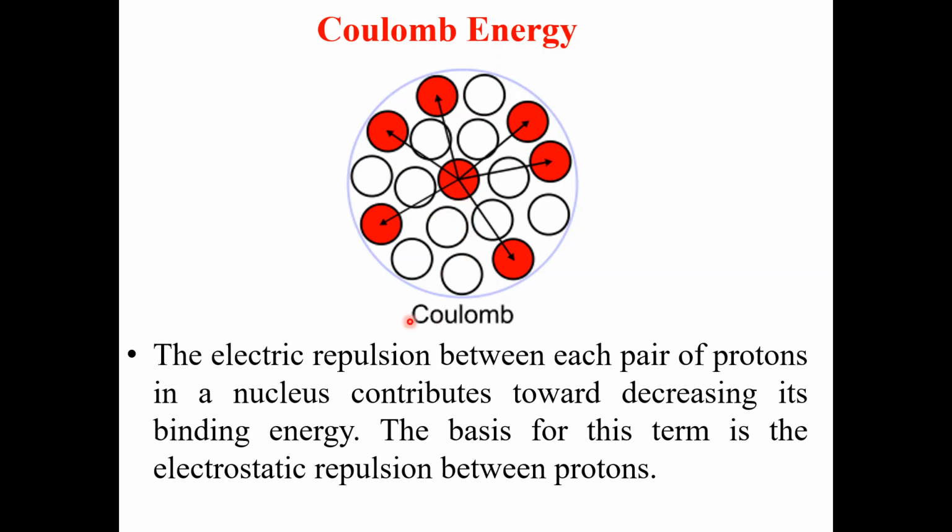Let me repeat it again: the electric repulsions between each pair of the protons, and you can see here we have different pairs of the protons, contribute toward decreasing its binding energy. So the basis for this term is the electrostatic repulsion between the protons. I mean, the Coulomb energy term. When we are saying something about the Coulomb energy term, it means the electrostatic repulsions between the protons inside the nucleus.